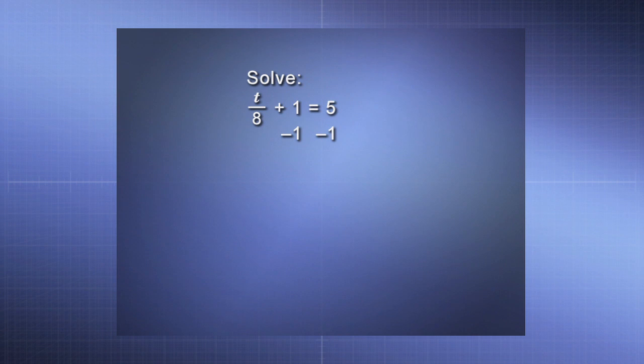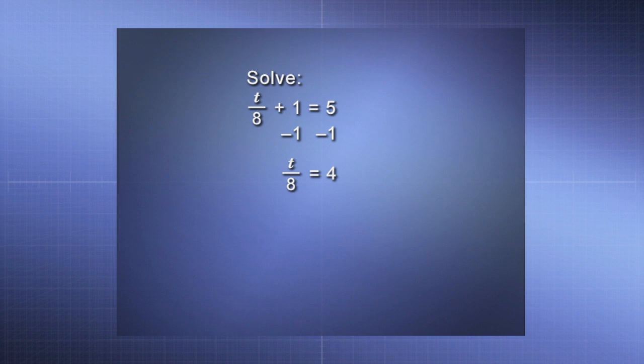When I do that, I'm going to have the plus 1 minus 1 cancel each other out, and the left-hand side becomes t over 8. The right-hand side is just 5 minus 1, or 4. So I've got the equation now, t over 8 equals 4. And now we're down again to a one-step equation. But I've got to get rid of that 8.